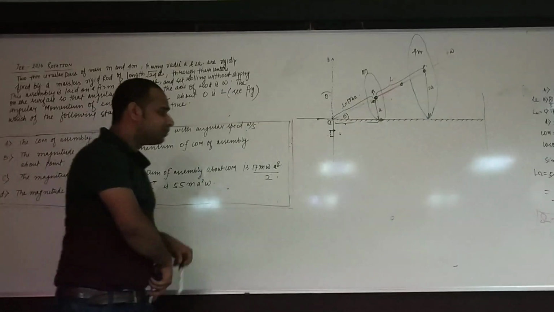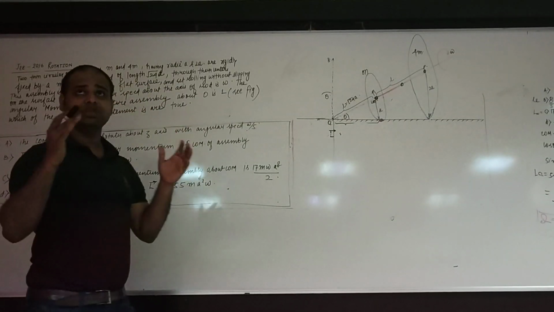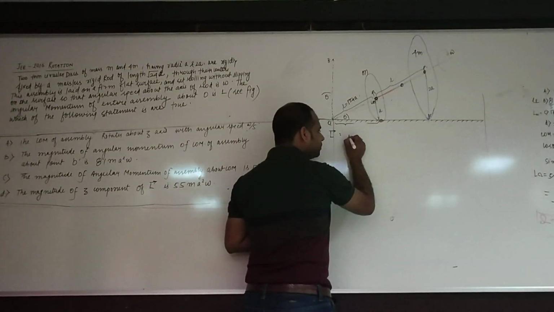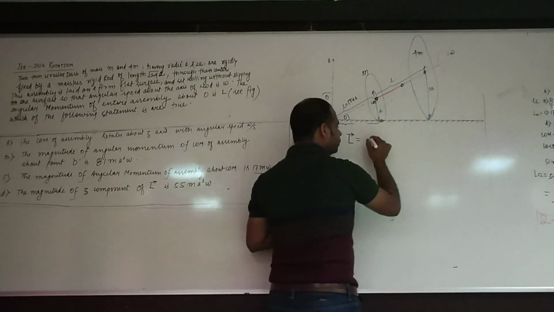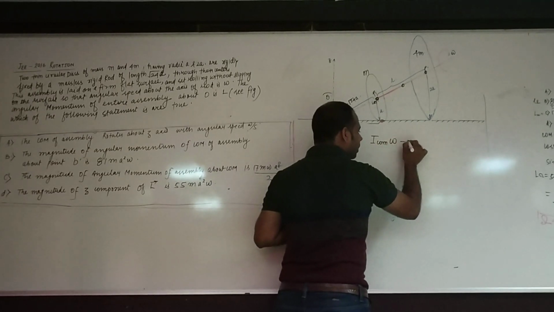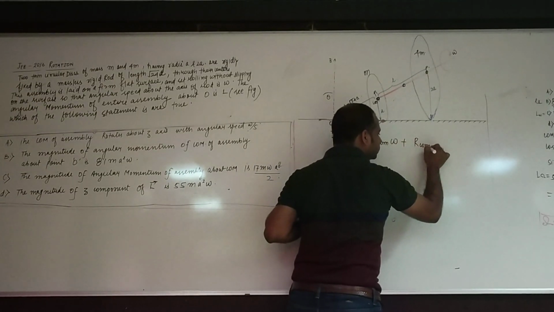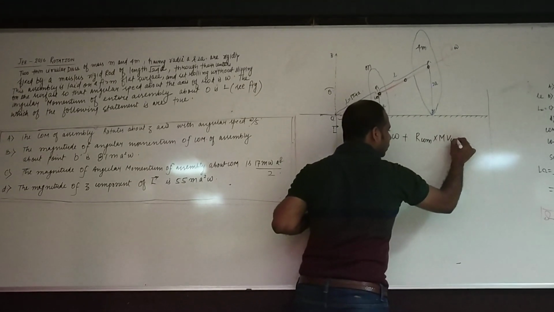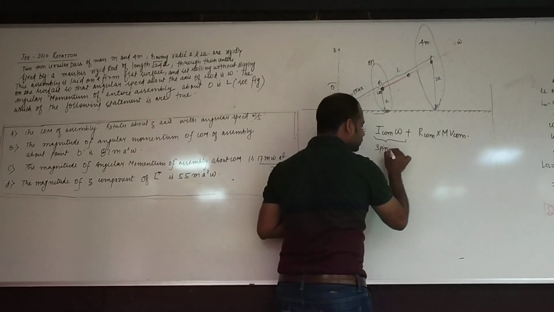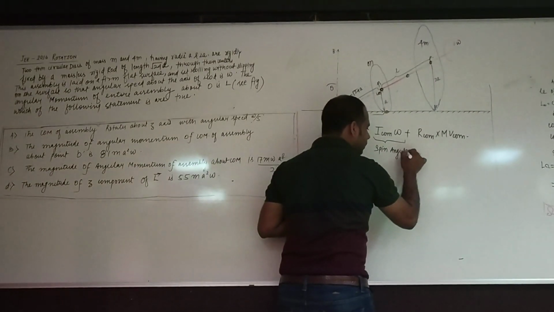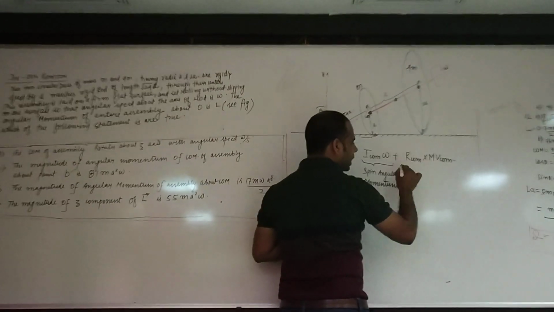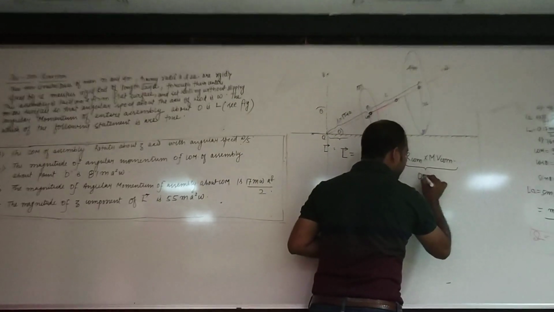So whenever we write the total angular momentum of a body which is undergoing combined translation and rotation, we write it as L is equal to I center of mass omega plus R center of mass cross M V center of mass, where this first term is called spin angular momentum and this term is called orbital angular momentum.